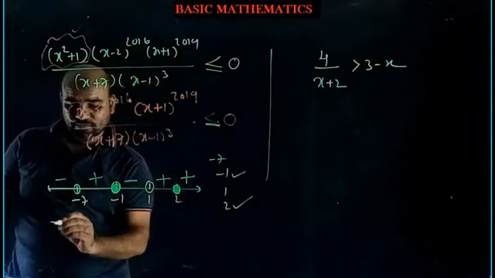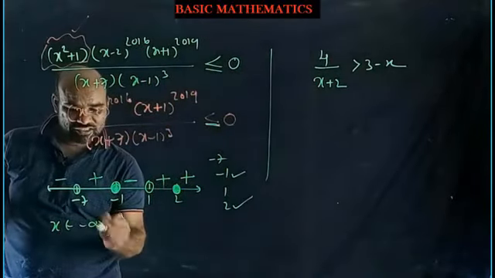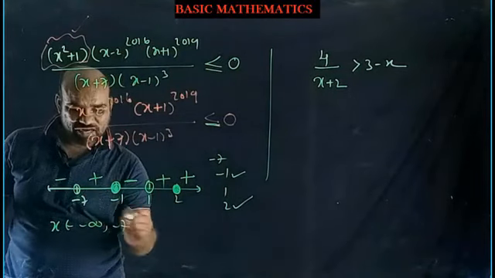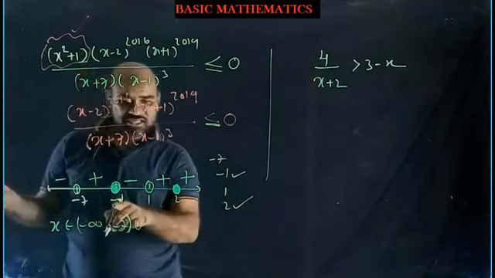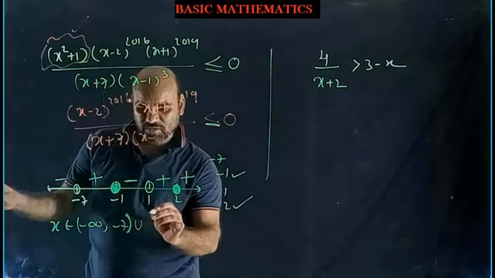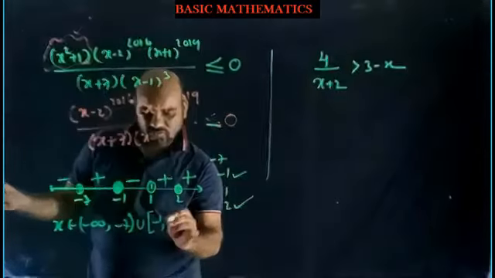So what happened? X belongs to minus infinity to minus 7, open, union, minus 1 to 1, minus 1 closed, 1 open.